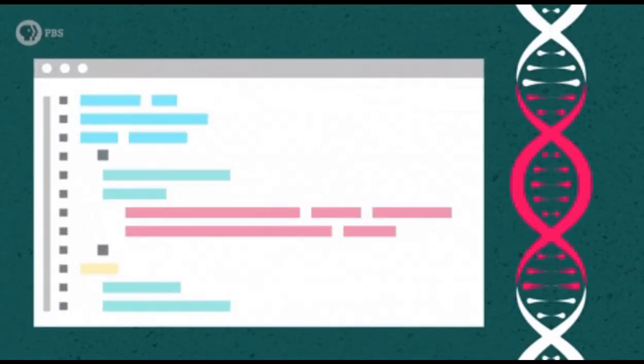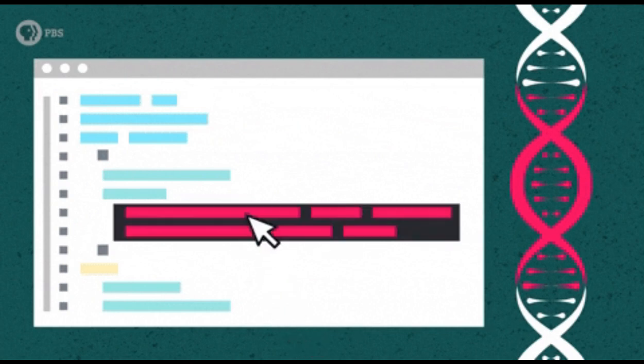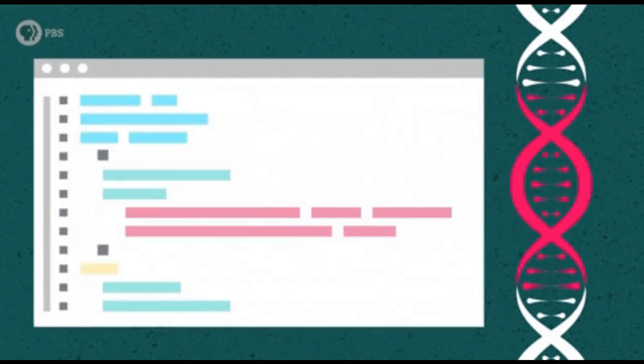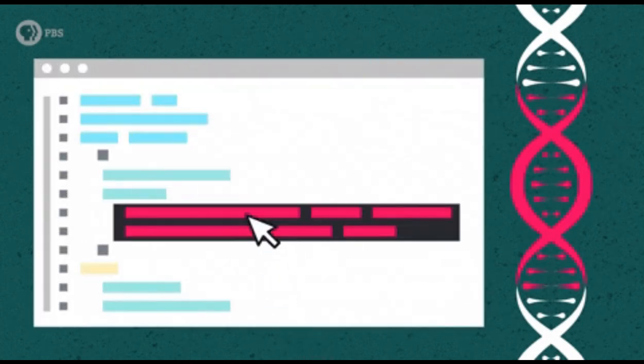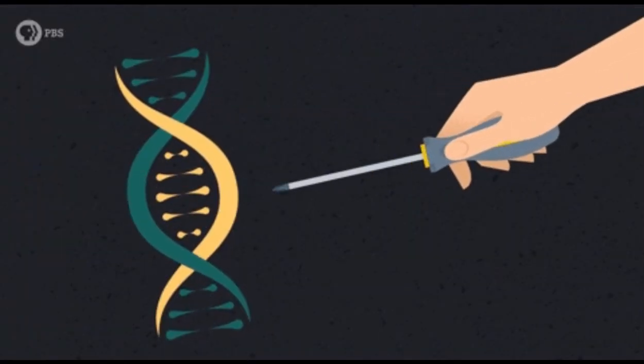Next, we have cell programming. Cell programming is the process of reverting mature, specialized cells into induced pluripotent stem cells.